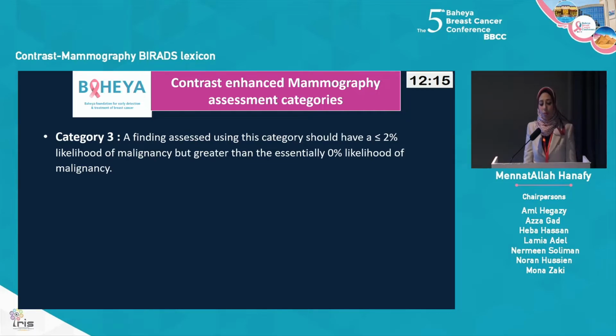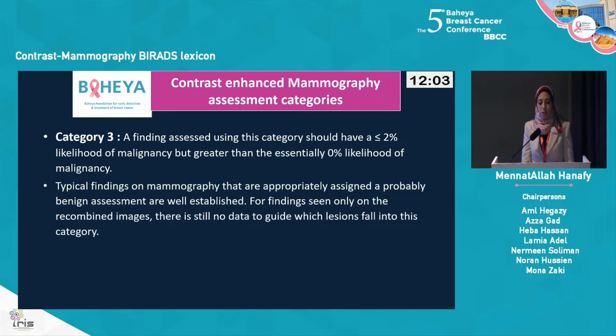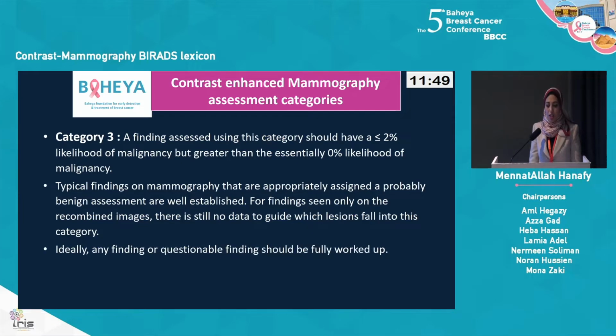Category 3: a finding assessed using this category should have a less than 2% likelihood of malignancy, but greater than essentially 0% likelihood of malignancy. Typical findings on mammograms that are appropriately assigned a probably benign assessment are well established. For findings seen on recombined images only, there is still no data to guide which lesions fall into this category. Ideally, any questionable finding should be fully worked up.